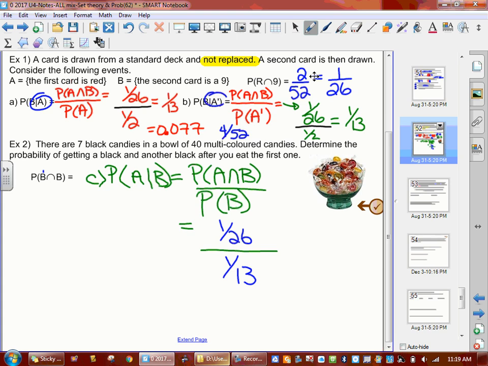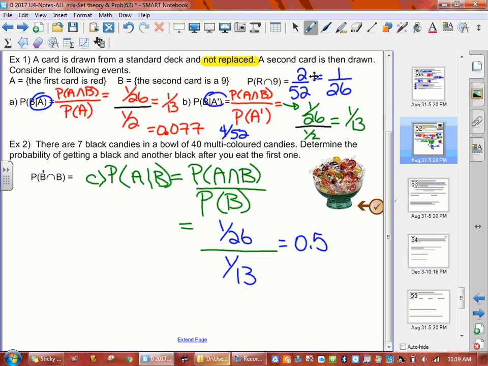Now, if we divide those, we're going to get 0.5. So we're going to get the probability of A after B occurred. So basically getting a red card after I pick a 9, that's going to be half, a 50-50 shot. That's what we just figured out. All right. Let's take a look at number 2. Now, number 2 is going to be very similar to what we just did.